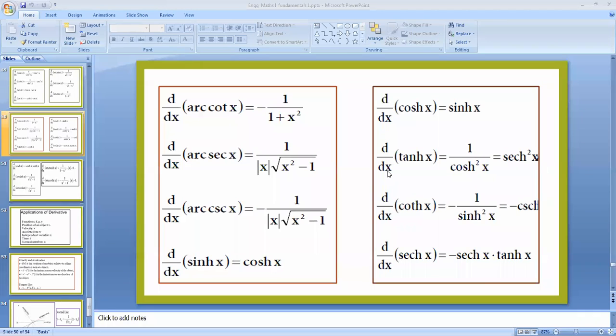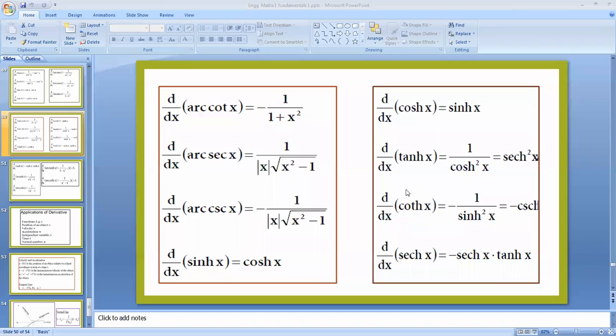Now then next is what? d by dx of tan hyperbolic of x, and tan hyperbolic of x is what? Sine hyperbolic of x by cos hyperbolic of x. So d by dx of tan hyperbolic of x is sec hyperbolic square of x, and you know what is that sec? It is 1 by cos hyperbolic square of x. Okay.